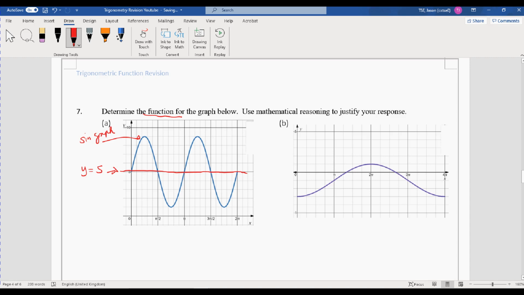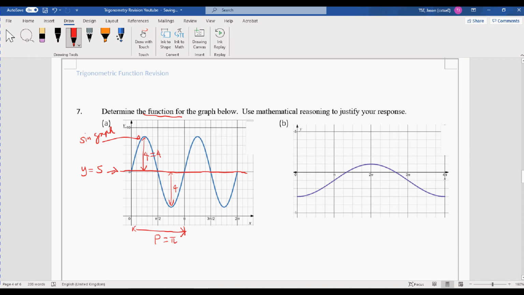And how about the amplitude? Amplitude means the height from the middle line to the highest point, which is 4 units. This is also 4 units. So that means this 4 is just a. And how about the period? We see the curve repeats itself after pi, so that would be the period. The period just equals pi, right?